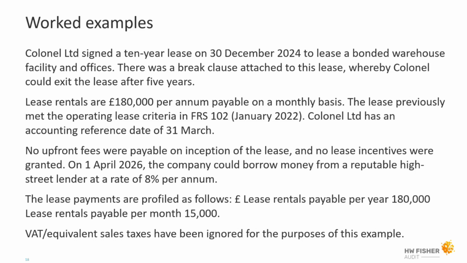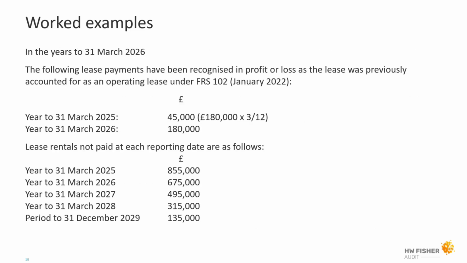So we will look at it from 5 years from that 30th of December 2024. So we'll be exiting out in 2029. So what does that look like? Well, it's important to think about it in those stages. In the year to 31st of March 2026, we're accounting for it under the current operating lease expectations.